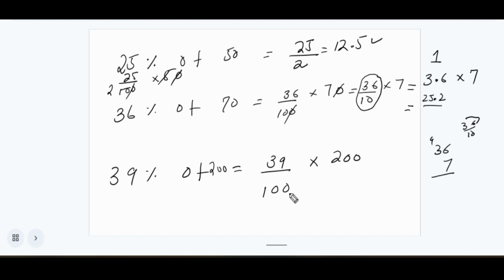Okay, so in the same way, these two zeros will be cancelled out with these two zeros, and 2 times 9 is 18, 2 times 3 is 6, plus 1 is 7, 78 is your answer.